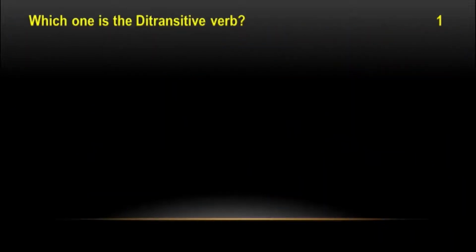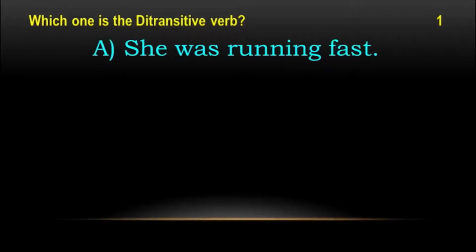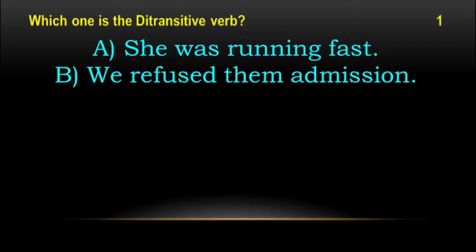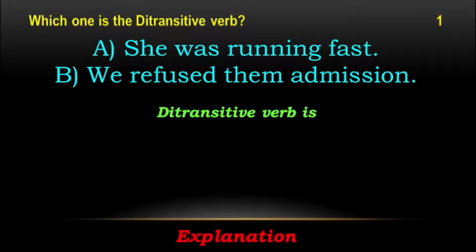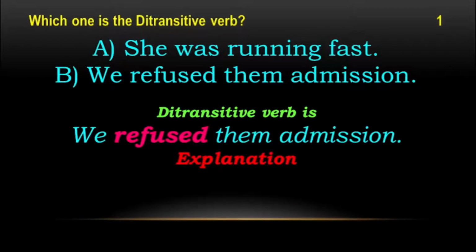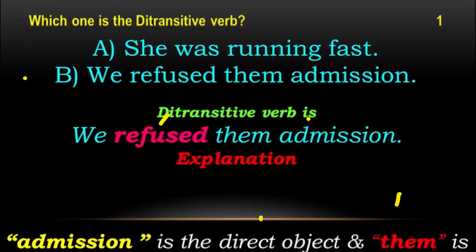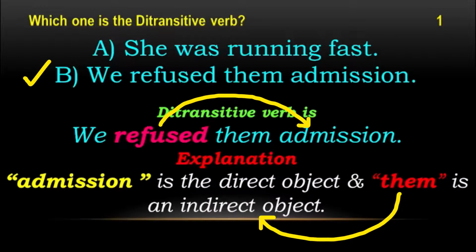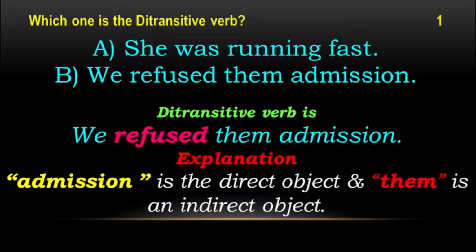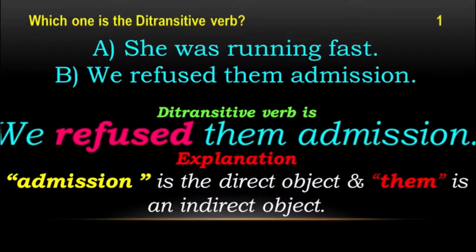The first one is there. Which one is the ditransitive? She was running fast. We refuse them admission. The ditransitive verb is? Yes, this is: we refuse them admission. Here we have two objects. Them is the indirect object and admission is your direct object. We refuse them admission.